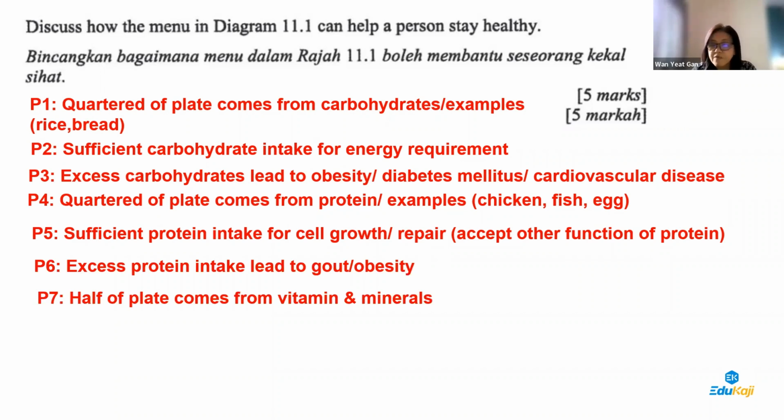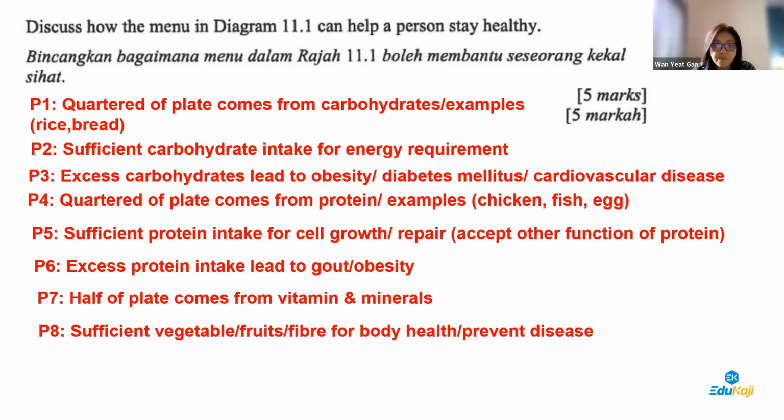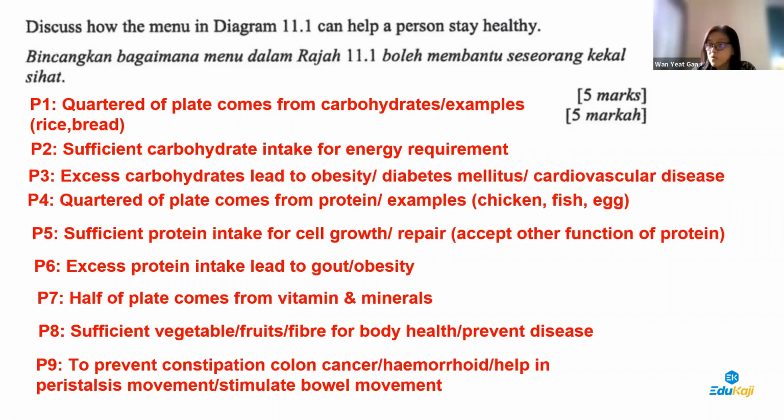The half plate comes from vitamin and minerals. Sufficient vegetable, fruits, and fiber is important to maintain a person's health and to prevent diseases. Fiber also helps to prevent constipation, hemorrhoid, and it also helps with peristalsis movement and stimulate bowel movement. So these are the answers for the first question. Let's look at the next question.